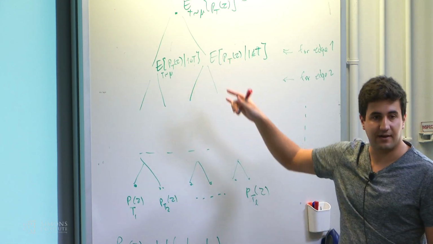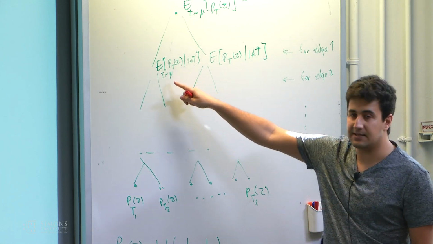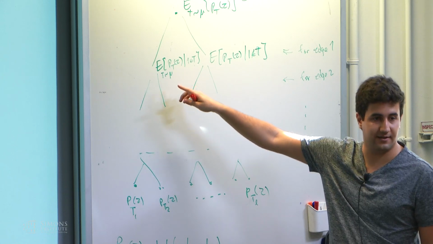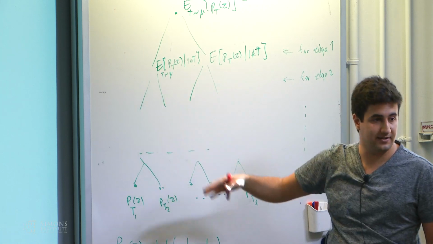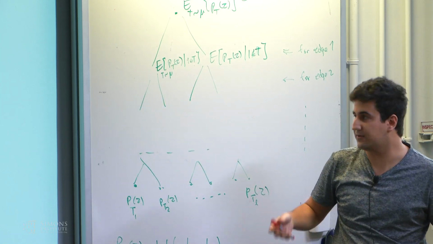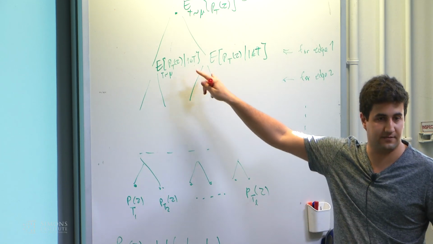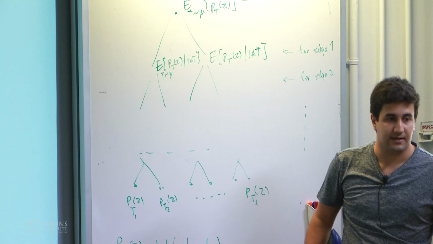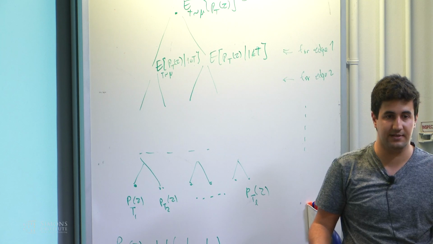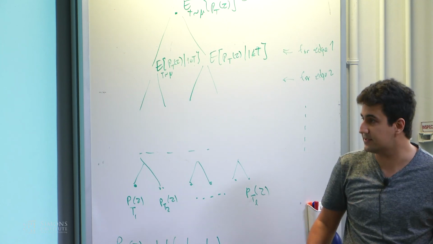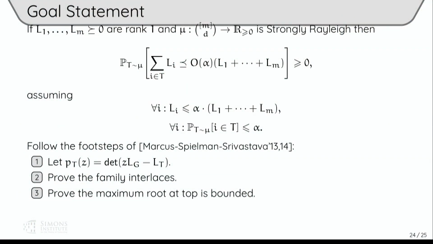But if you choose a different convex combination, it's as if you're basically playing with the weight of edge 1 in your random spanning tree distribution. So if you play with that weight, you can get any convex combination of these two polynomials. Okay. And for all choices of weights, the weighted spanning tree distribution is strongly Rayleigh. So that proves that the family interlaces.